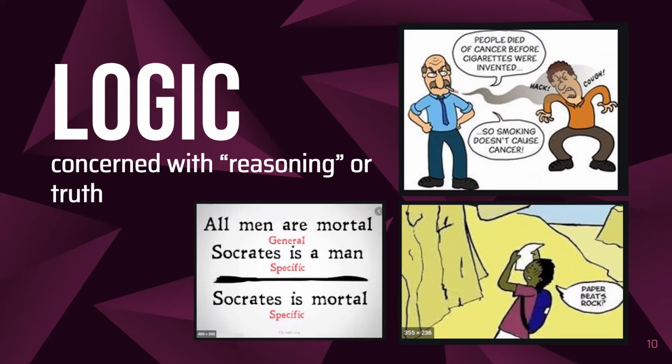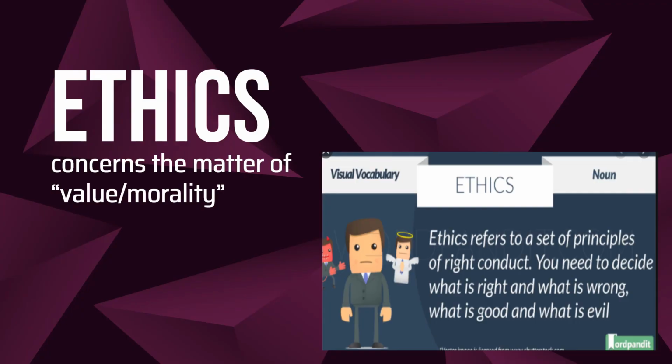The next one is logic. It is a study of reasoning. Logic helps people decide whether something is true or false. Another branch of philosophy is ethics. It concerns the matter of value or morality. It is the part of philosophy that deals with good and evil.